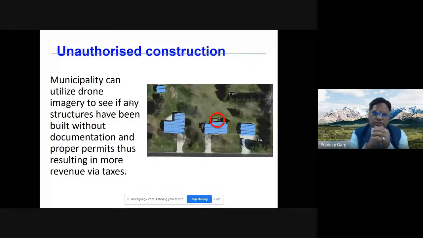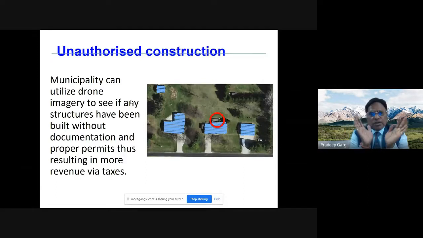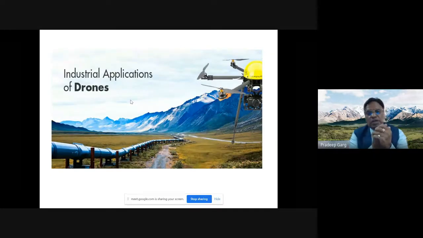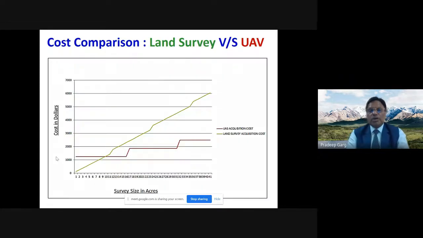Then unauthorized construction is another area which is a big headache to the administrators. With all those high resolution images taken by the drone camera, one can monitor the unauthorized construction, if you take those images at regular intervals. Industrial applications: suppose there's a long pipeline going from one place to another, maybe a gas pipeline, maybe an oil pipeline, for leakage or maintenance purposes, the drones are very, very successful, because it is not possible for a human being to keep an eye on it every day.